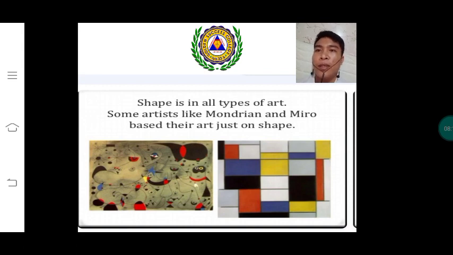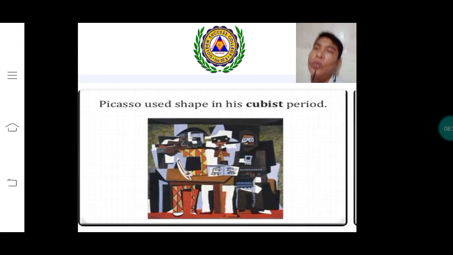Next, shape is in all types of art. Some artists like Mondrian and Miro based their art just on shape. Shape was also used in the Cubist period. The Cubists focused on forms like the cylinder, sphere, and cone to represent the natural world. So that's the Cubist period.